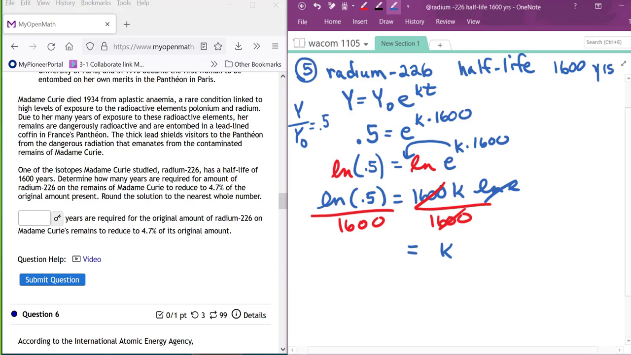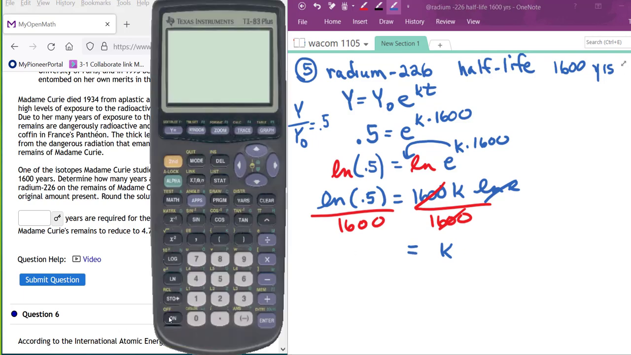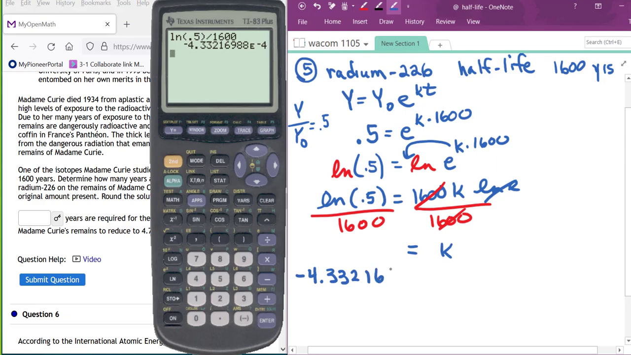This will go in our calculator. So we're going to do natural log of 0.5 divided by 1600. Enter. So I didn't leave enough space. Negative 4.33216. I'm putting a bunch of digits because we have to take this out of scientific notation. E to the negative 4 means that it is times 10 to the negative 4.